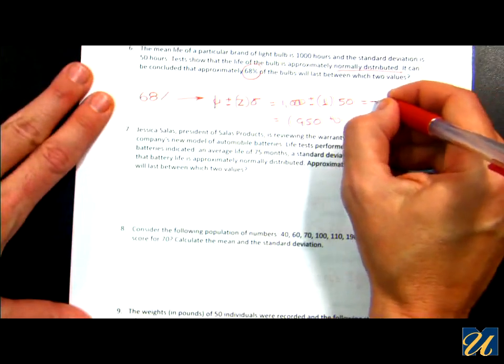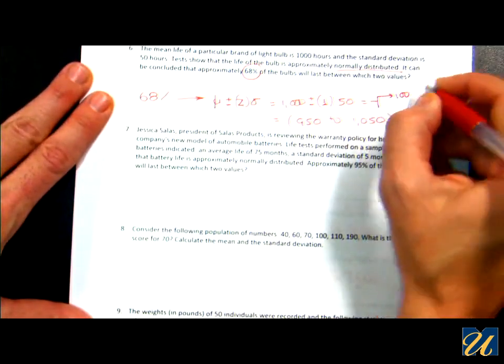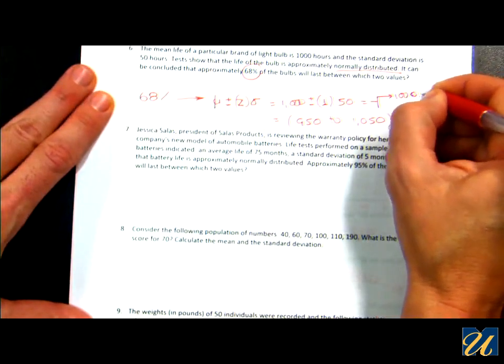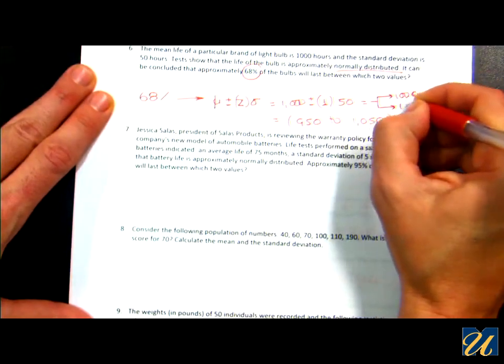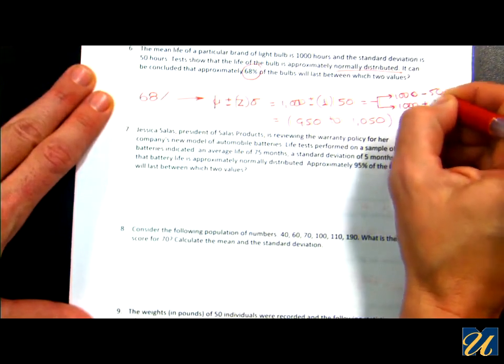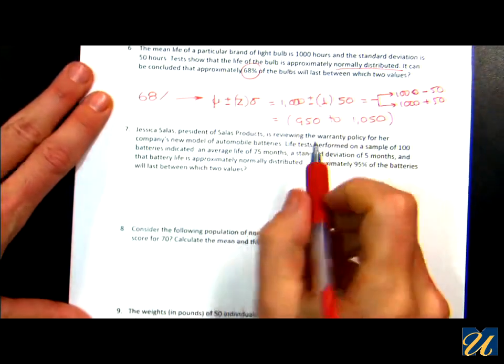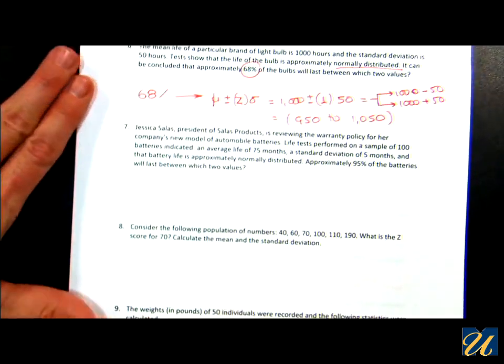So from here, you will do 1,000 minus 50 and 1,000 plus 50. This is how we got to these numbers.